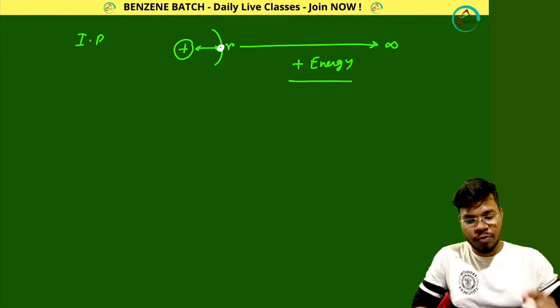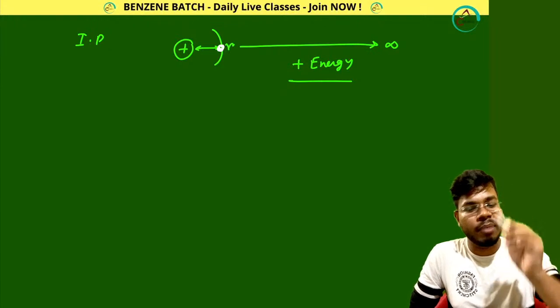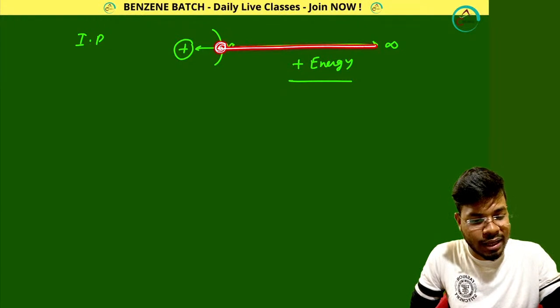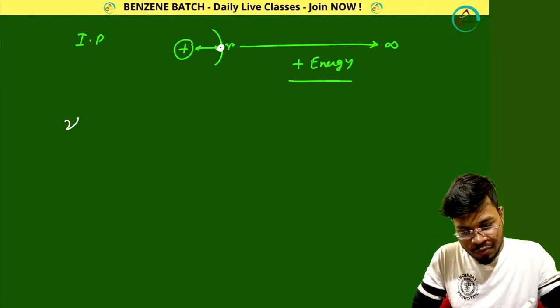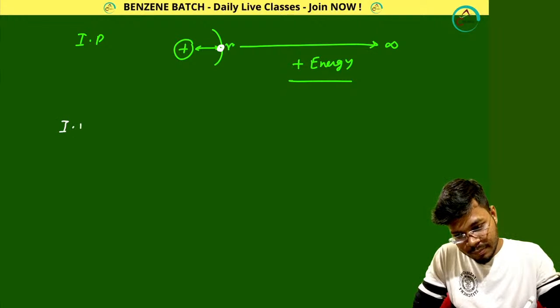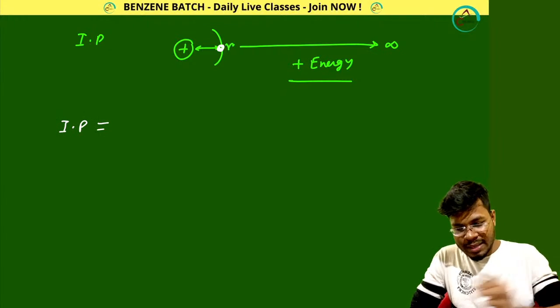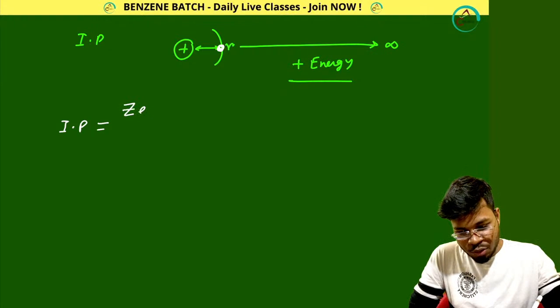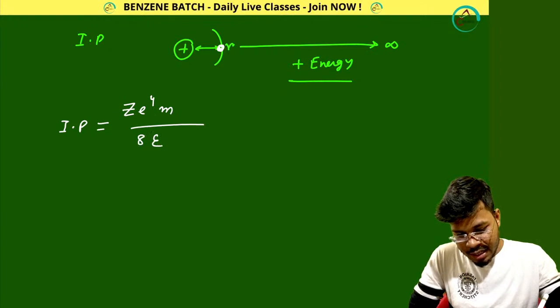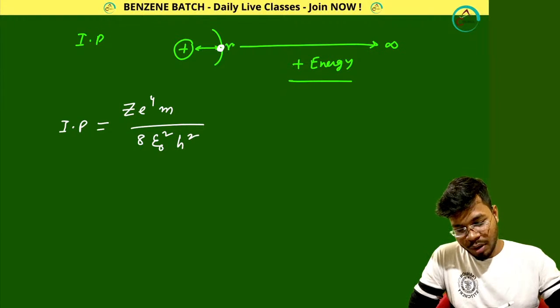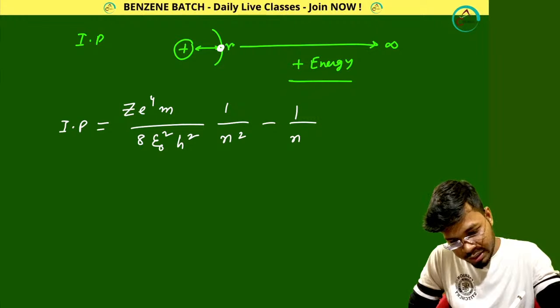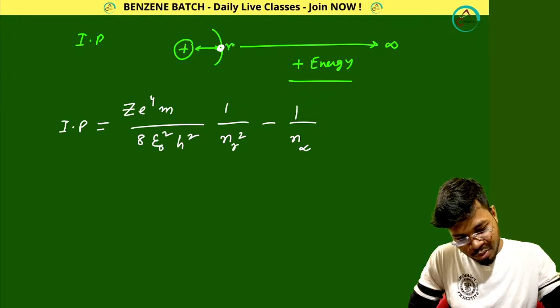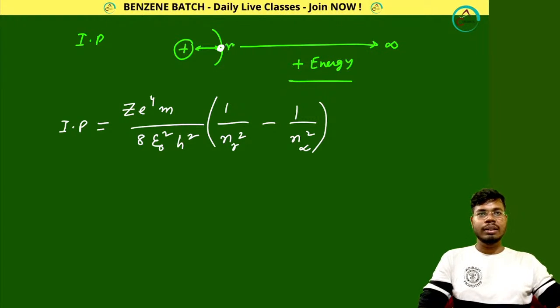That is important. So which formula would you use? Remember, you are just releasing this electron from here to there. This is the higher energy orbit, this is the lower energy orbit. You already know the formula for ionization potential. In case of SI unit, the formula is Z squared e to the power 4 m divided by 8 epsilon naught square h square, times 1 over n_r square minus 1 over n infinity square. Sorry, here it will be n_r square, and here n infinity square. This is our formula.